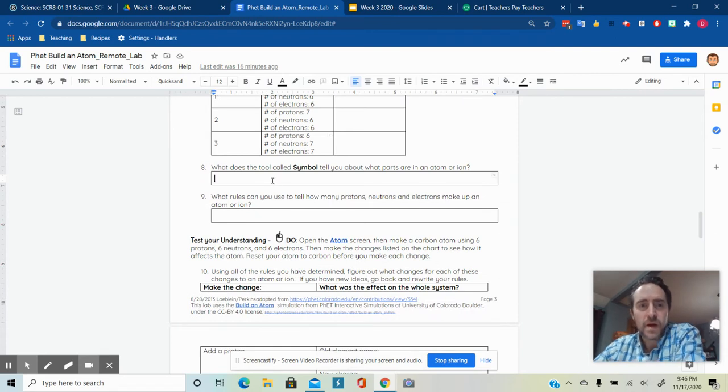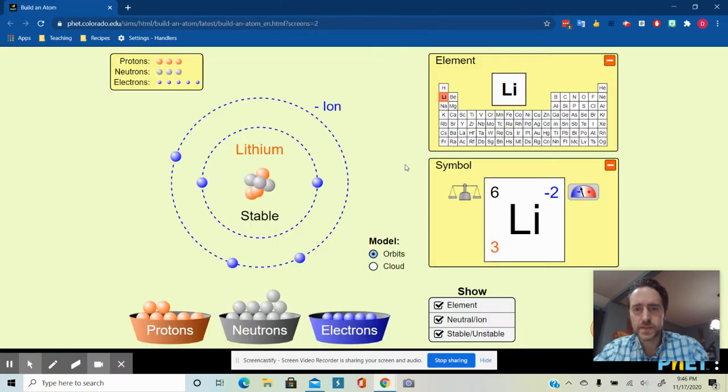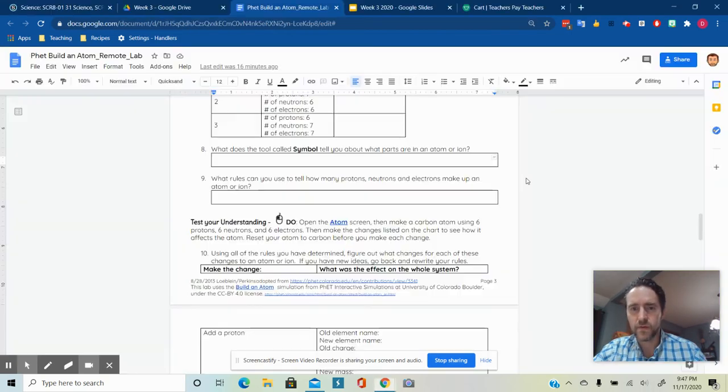All right. Next thing, what does the tool called symbol tell you about what parts are in an atom or an ion? Let me go back to this. So this part here, what's it telling you? Look, you've got a little balance here, or a set of scales, and you've got this here. So try and work out what that's telling you.